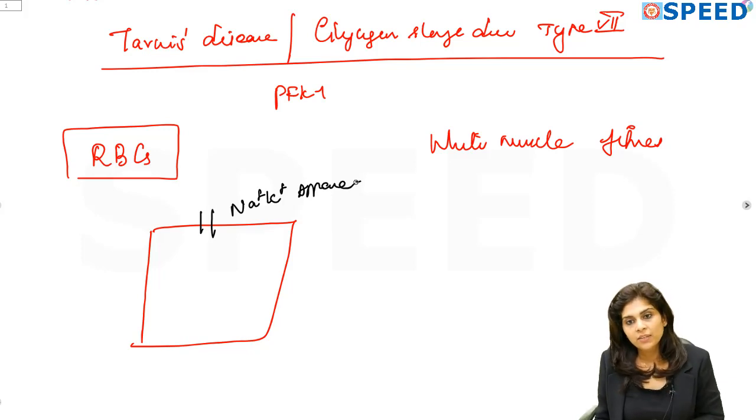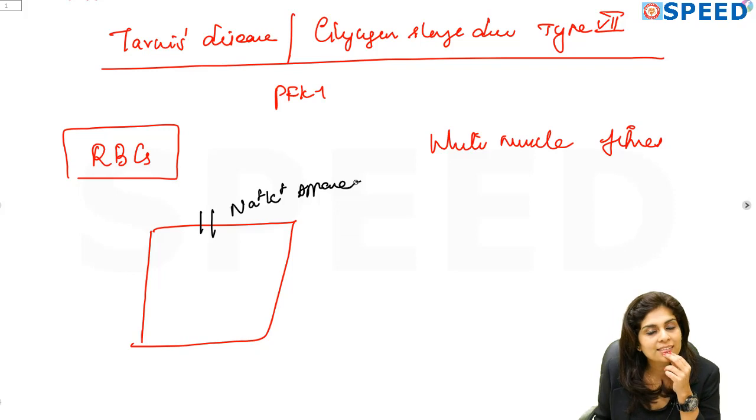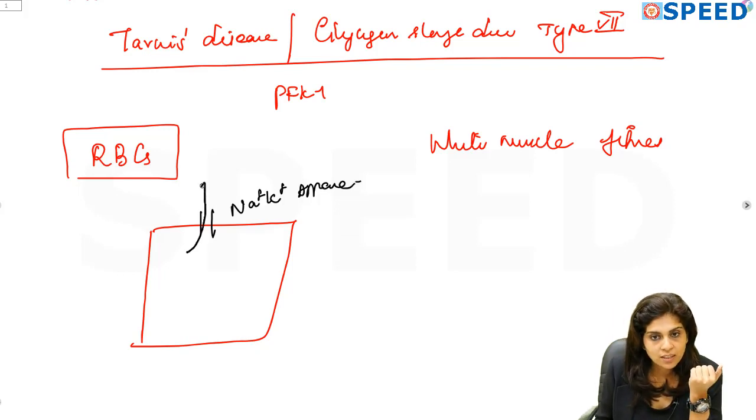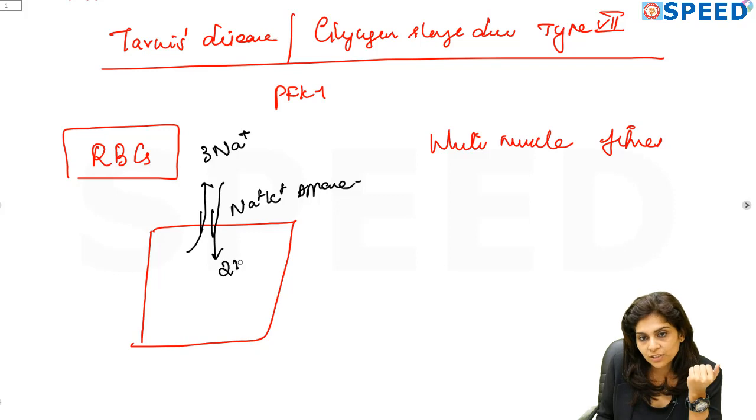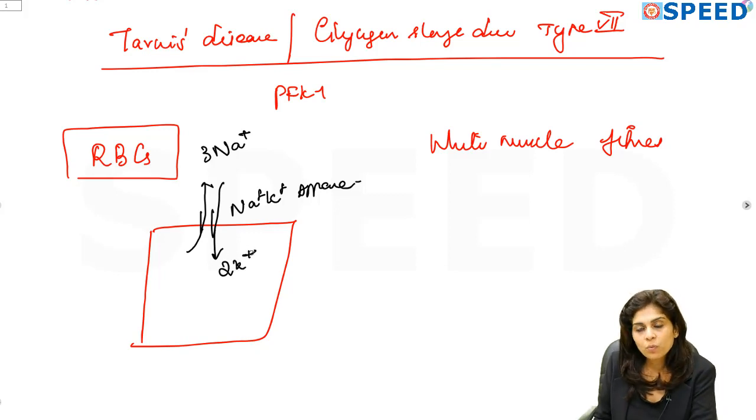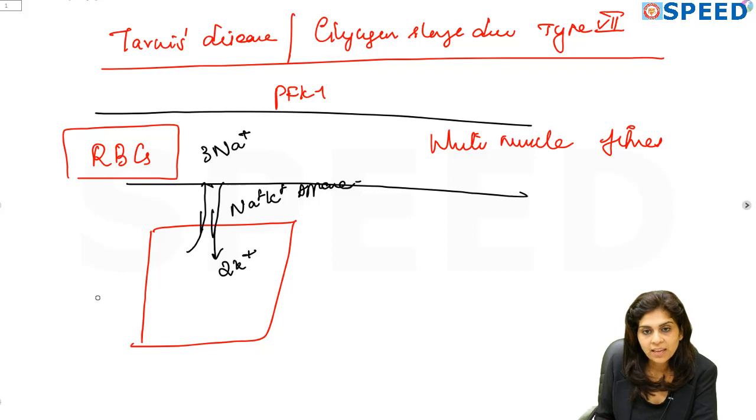So what does this pump do? Anybody? You can think of an answer for this. What does this pump do? This pump pumps out 3 sodium ions, okay, and it reciprocally takes in 2 potassium ions. When I say out, it's out of cell, which means it's pumping it into the circulation. And it takes in 2 potassium ions.